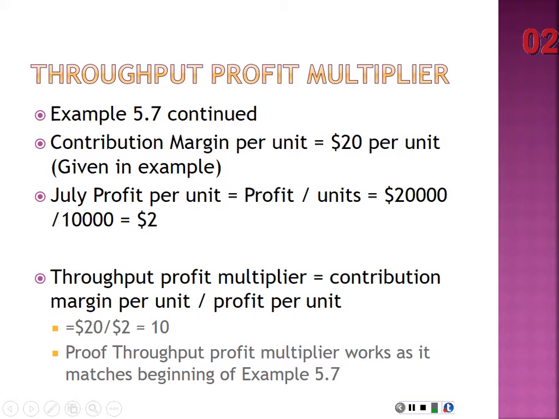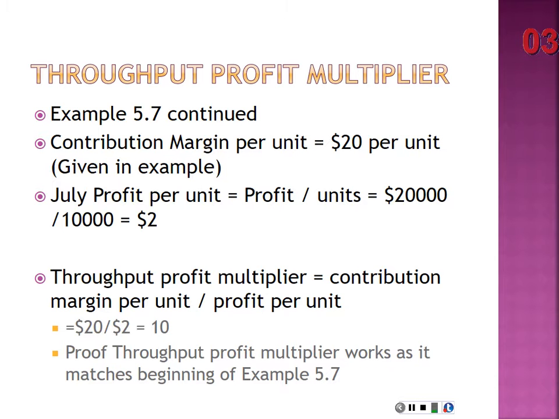And there's another way to calculate it. We could do it like what we just did, or we can take that contribution margin per unit and divide it by the profit per unit. So for example, for 5.7, the margin per unit is $20 and the profit per unit is $20,000 per month divided by 10,000 units per month, which is $2 per unit. Using example 5.7, we get a throughput profit multiplier yielding a factor of 20 divided by 2, or 10. So if the throughput profit multiplier is large, the financial impact of increasing throughput is significant.